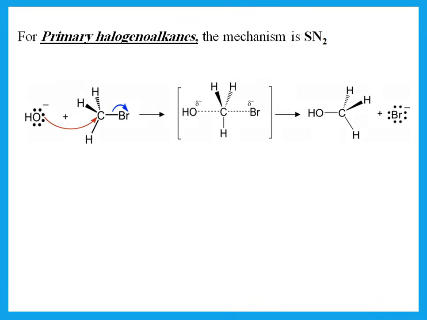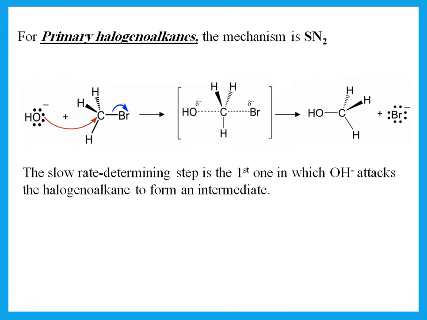But if we're talking about a primary halogenoalkane, now a primary halogenoalkane reacts in another mechanism which we call SN2. This is nucleophilic substitution involving two reactants at the same time. So it forms an intermediate in which the bromide is slightly moving away and the hydroxide is slightly coming in. And then the bromide leaves and the hydroxide attaches itself. So this is SN2, and this, remember, happens with a primary halogenoalkane.